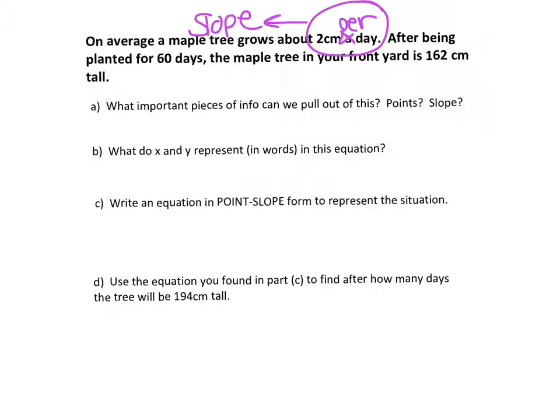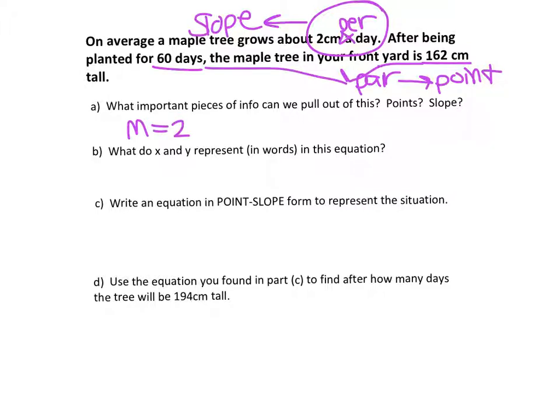Then from here it says after being planted for 60 days, the maple tree is 162 centimeters tall. This to me is a pair of information, which has to be a point. So what they're giving me here is a point and a slope. So our slope is 2, and our point, 60 is the number of days, so that should be in our x because it's a time. So here we have 60 days and 162 centimeters tall.